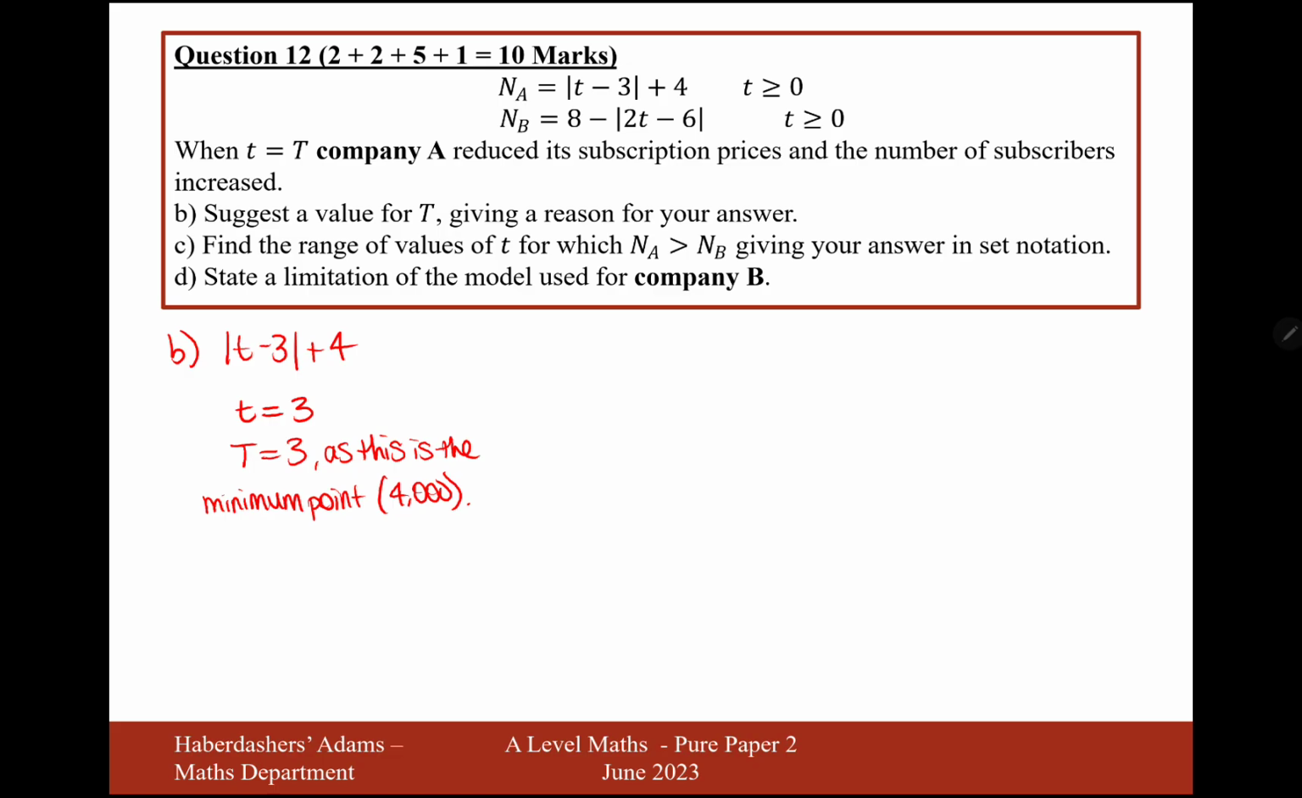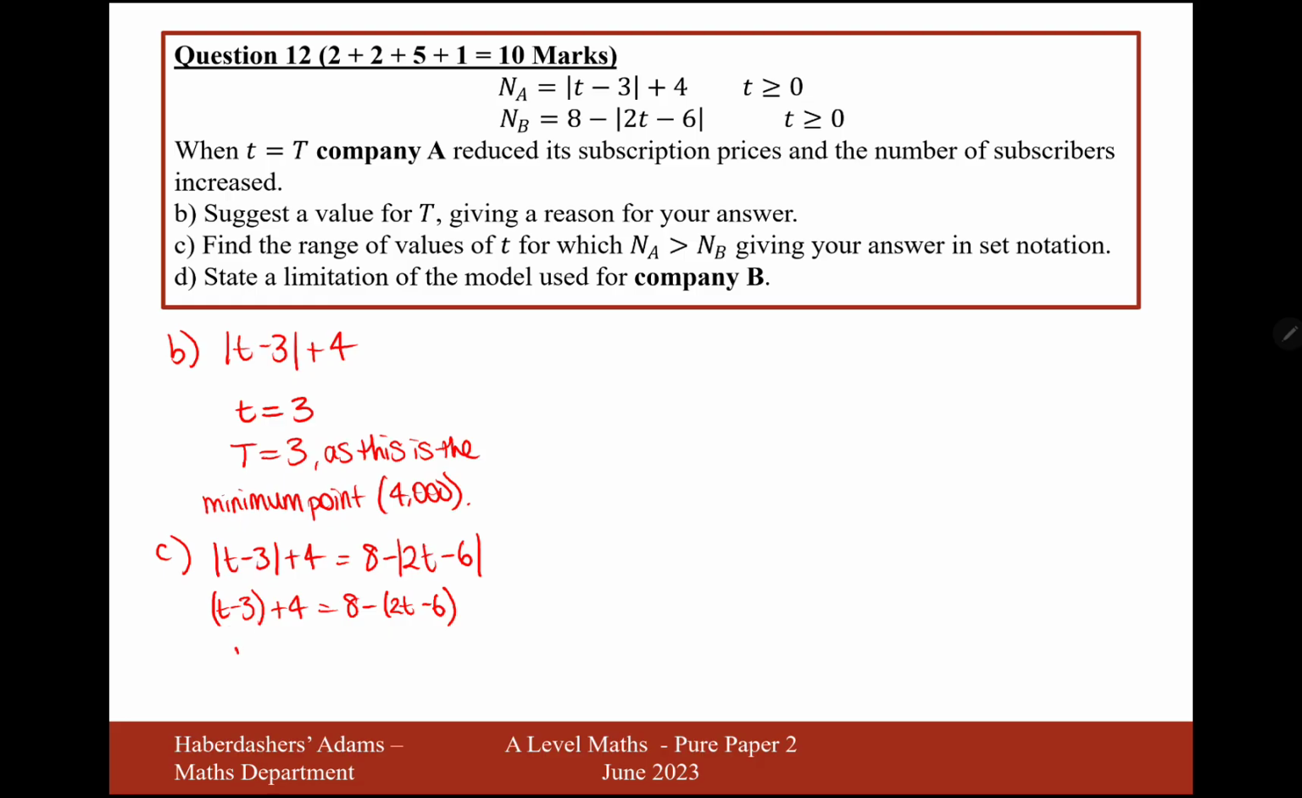Find the range of values of t for which N_A is bigger than N_B, giving your answer in set notation. Okay, so here we're going to have to set modulus of t minus 3, plus 4 equal to 8 minus modulus of 2t minus 6. In this question we need to think about when each of them are positive and when each of them are negative. So let's assume they're both positive to start with. t minus 3, add 4 equals 8 minus 2t minus 6.